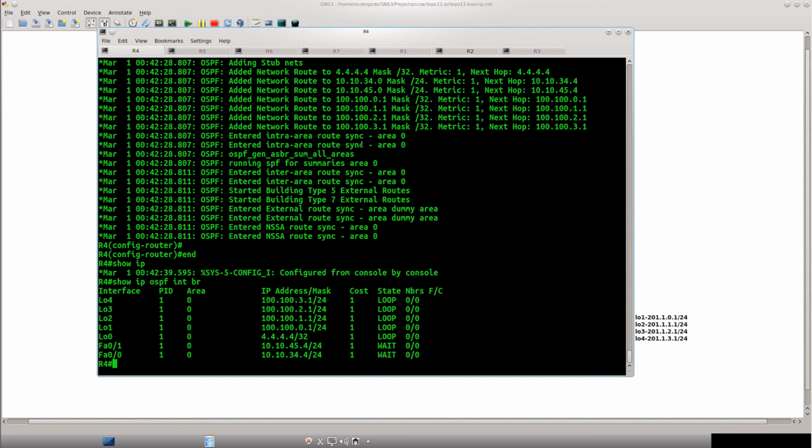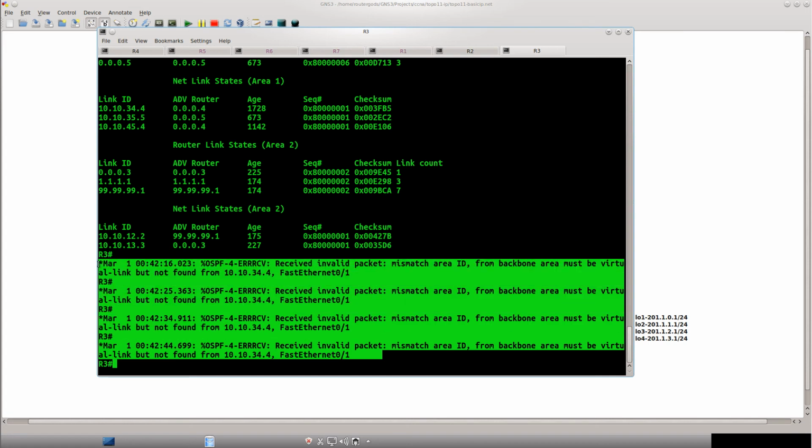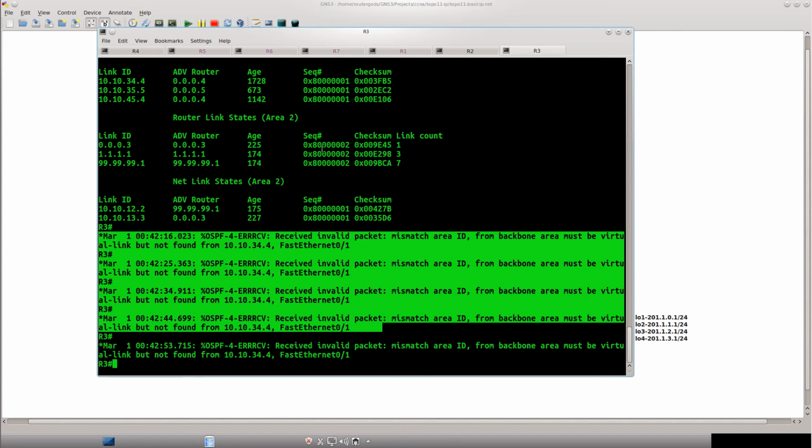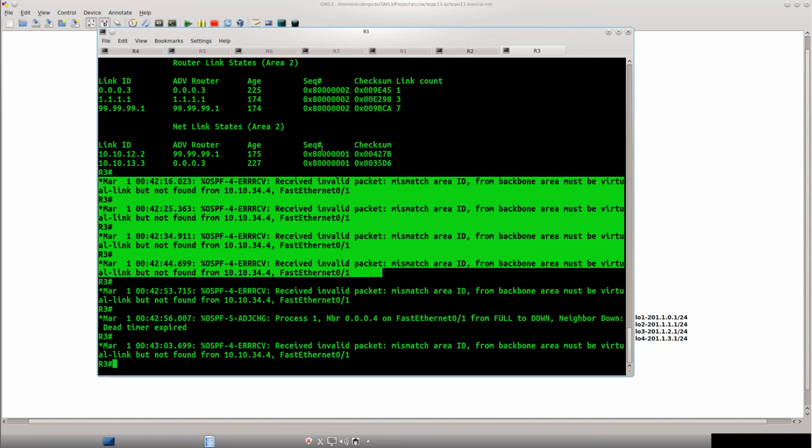Now we're going to go to R3. I'm going to be systematic here. And you can see you're starting to get this error: mismatched area ID. And the reason for that is one side is area 1, the other side is area 0. And it's basically saying, dude, something's messed up. But we're going to fix that, so not a big deal.